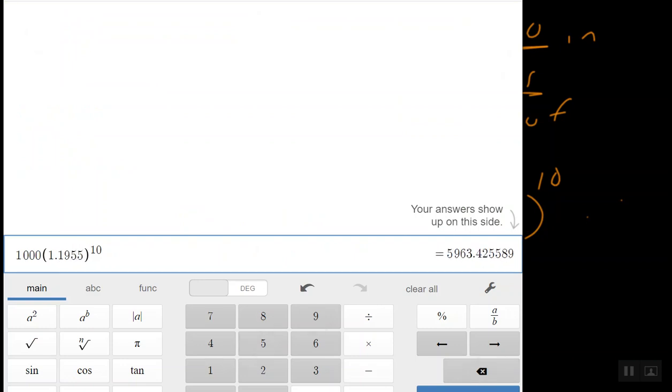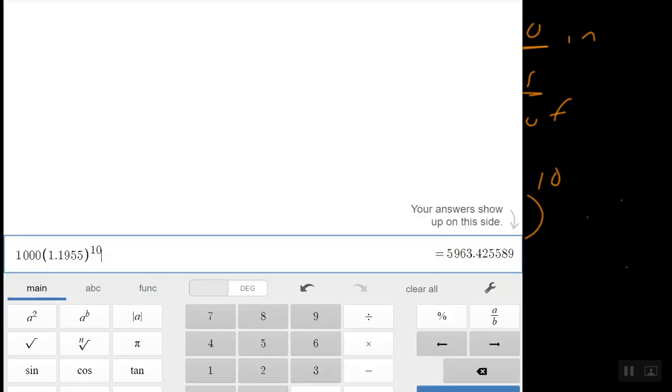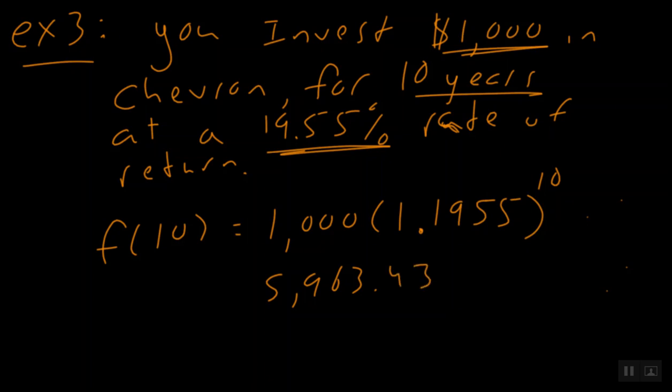All right, and you'll see here that over 10 years, your $1,000 only grew to $5,963.43. Okay, so wait a second. In our very first example, our $1,000 didn't grow very much. Over 23 years, it only grew by like $600. And in our second example, over 10 years, our $1,000 grew by 200 something thousand dollars. It was a ridiculous amount.